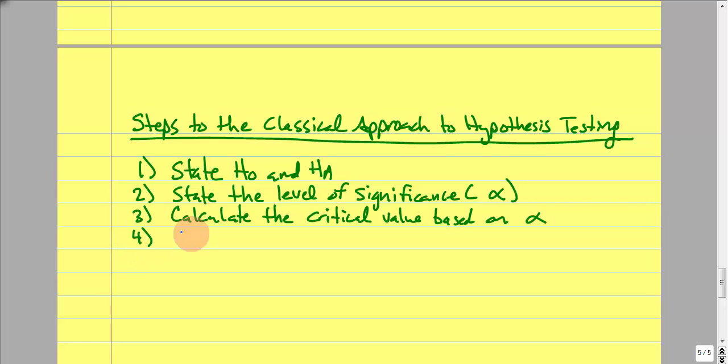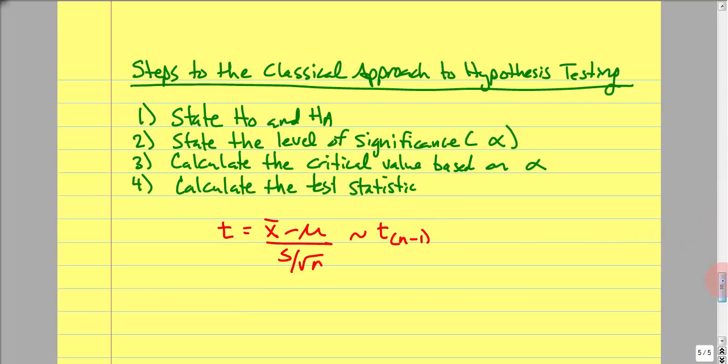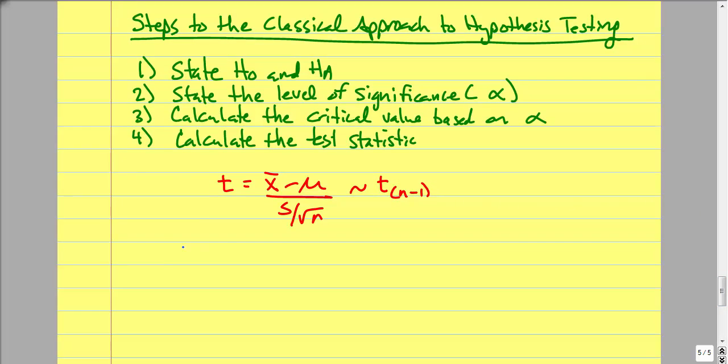Fourth step, calculate the test statistic. Now the problems that we're doing in this section have the same test statistic as it did for the p-value. So this is going to be t equals x bar minus mu over s over the square root of n. And this is going to be distributed t with n minus 1 degrees of freedom. Okay, then I'm going to make a decision.